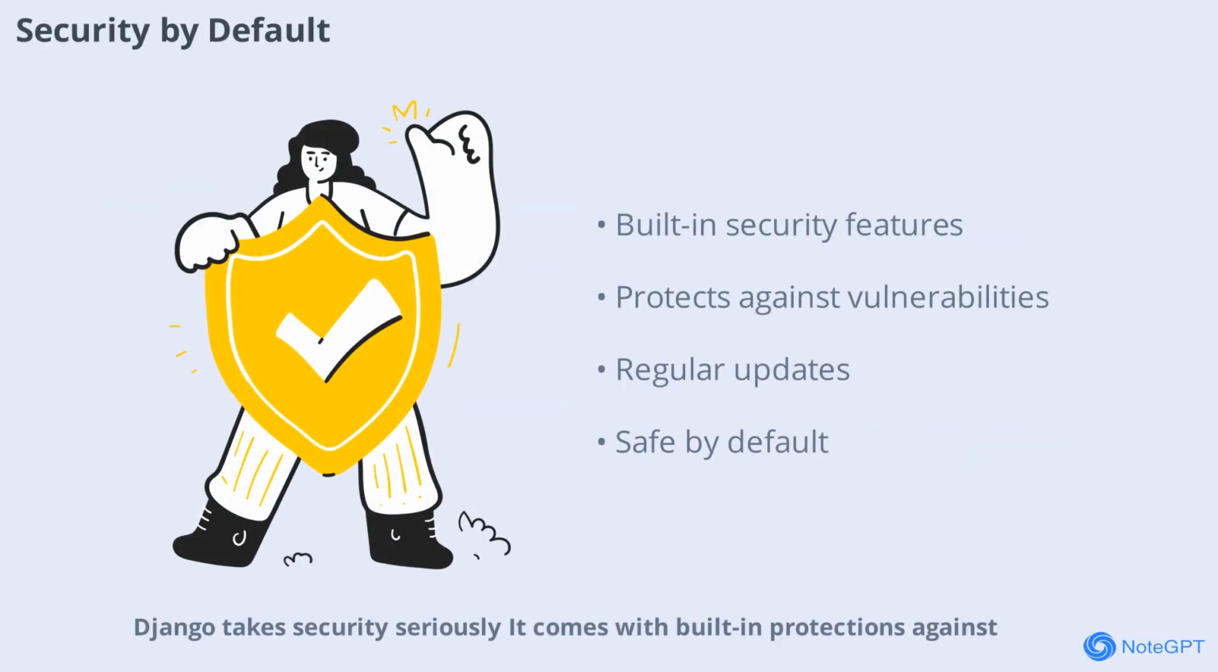Django takes security seriously. It comes with built-in protections against common web vulnerabilities like SQL injection, cross-site scripting, and cross-site request forgery. By handling security at the framework level, Django helps you build safer applications without extra effort. Its security features are updated regularly, ensuring your projects stay protected against the latest threats.